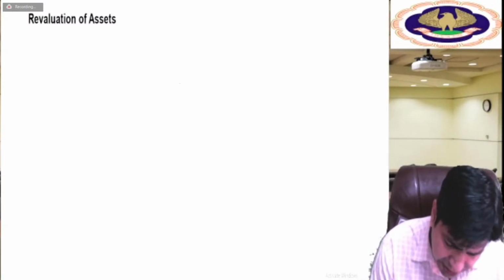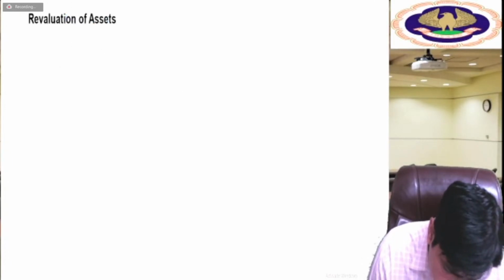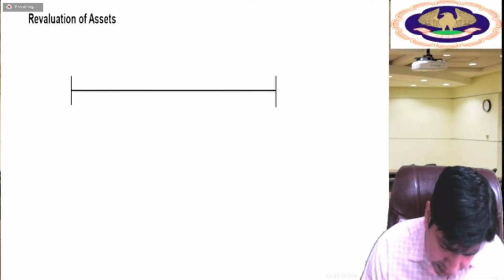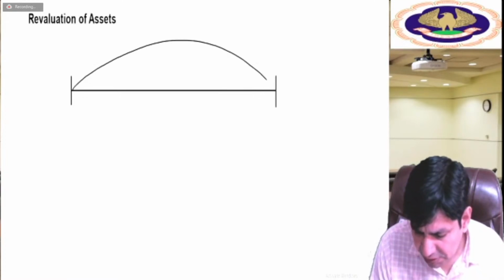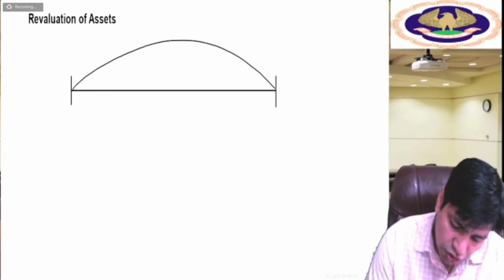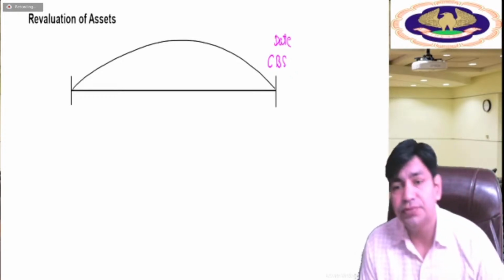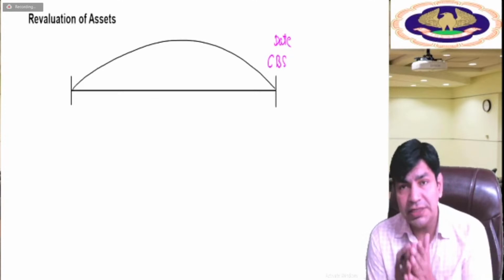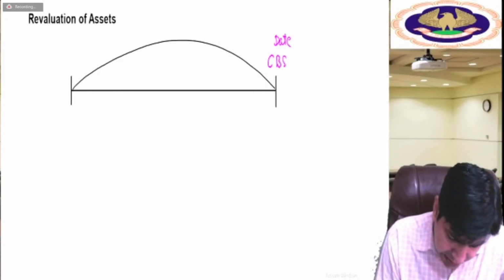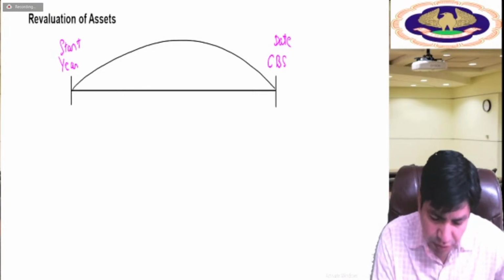Okay, let's first understand the concept. Beta, see, there is the subsidiary company's year graph. Okay, beta. This is the CBS, the consolidated balance sheet date. CBS date, at which date consolidation is being done. At this date, we are consolidating the subsidiary's financial statement with the holding company's financial statement. Okay. And this is the year start date. Year start date, as you know, April 1st, 2021.